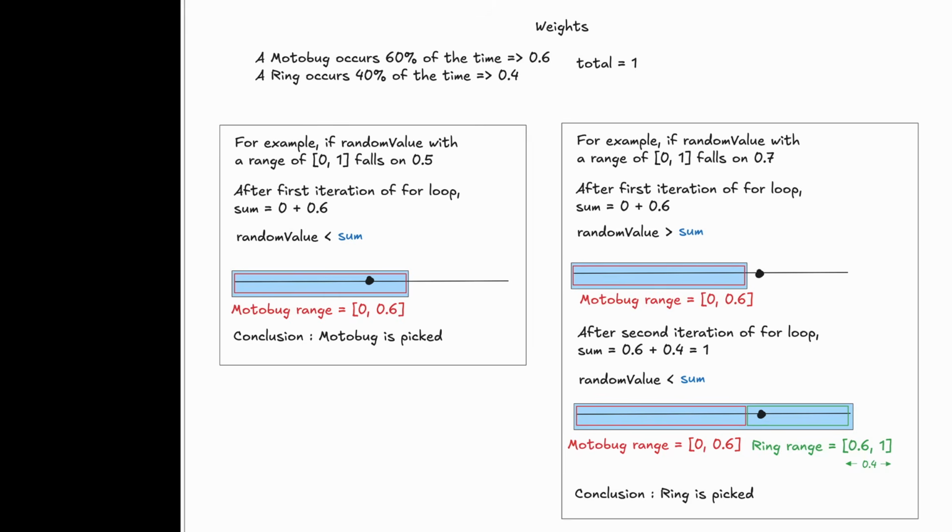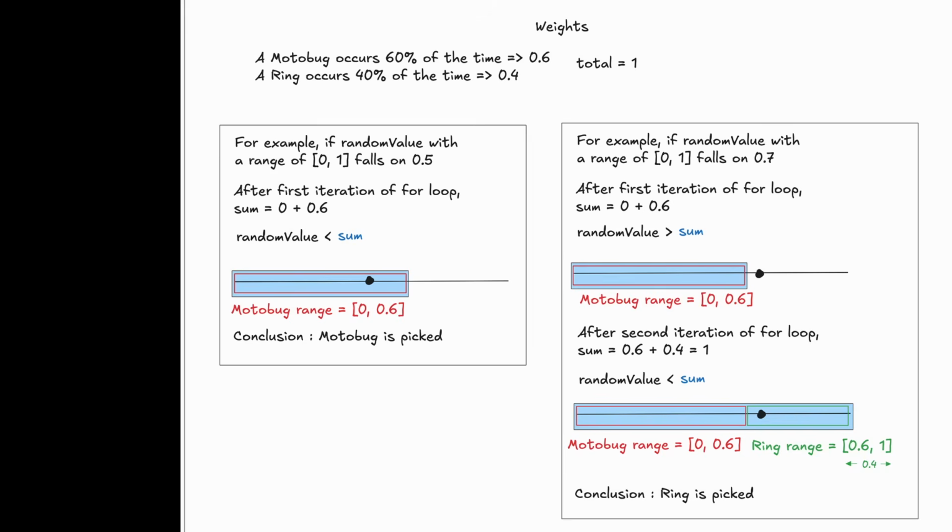Now let's have another example. Let's say the random value is 0.7. So it can still only be between 0 and 1. So after the first iteration of our for loop, our sum value is going to be inferior to the random value. So the random value is superior to the sum. So that means that the random value falls outside of the motobug range, which covers from 0 to 0.6 in our case here.